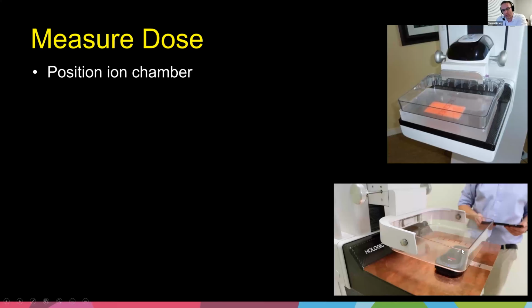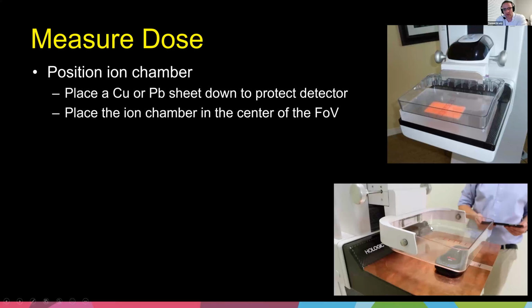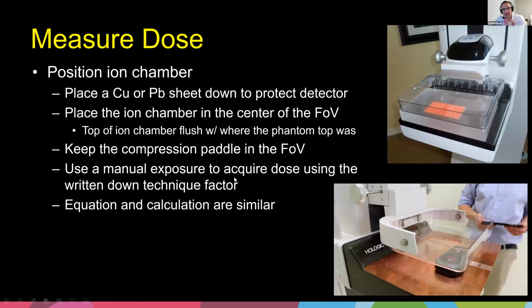And then you place your ion chamber or your digital probe once again in the system, centered over where the AEC chamber is. You have the compression paddle, of course, in the field of view. But you can't use the AEC because you have a big copper plate here. So what you do now is you set it to manual mode and you use the technique factor that you had just acquired based on this phantom. So in my example, the 26 kV 100 mAs. Now your ion chamber, your digital probe will measure the exposure or the output based on that technique factor that we established based on the phantom thickness.